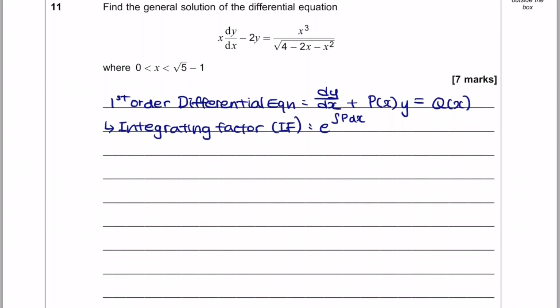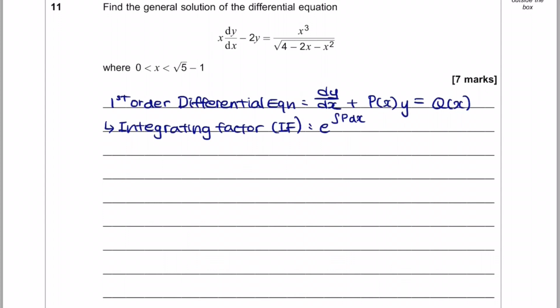Question 11 is a typical differential equation problem, and it is a first order, meaning the highest order of the differentiation, which is dy/dx, is 1. We have to know the general form of the first order differential equation, which is given in the first line: dy/dx plus a certain function of x, p(x), times y, equal to q(x), another function of x.